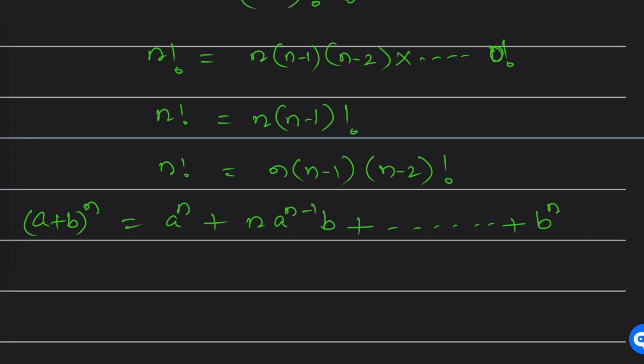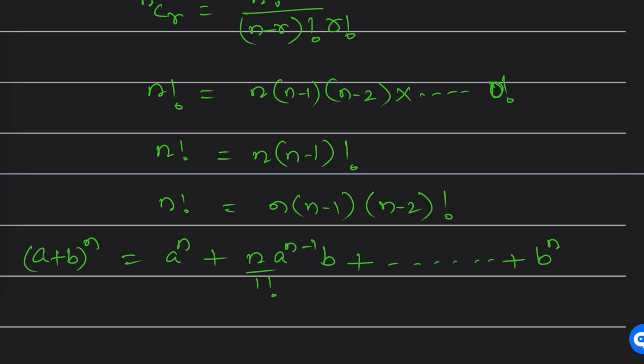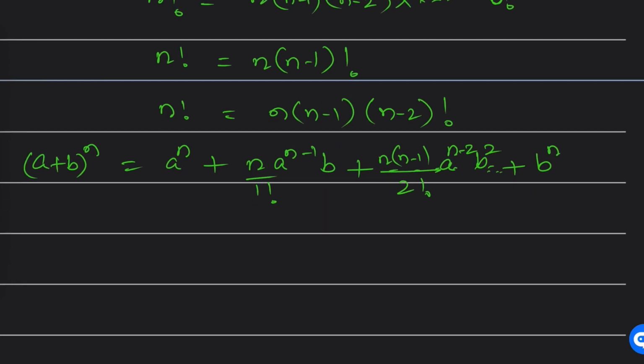Now, this is the expansion we got. Here you'll have to write 1 factorial. Actually here, r factorial was coming, the 1 factorial. The next term will be NC2, n into n minus 1 divided by 2 factorial, a power n minus 2, b power 2. I am writing the third term also so that you will have more clarity. Similarly, so on you can go up to b power n.